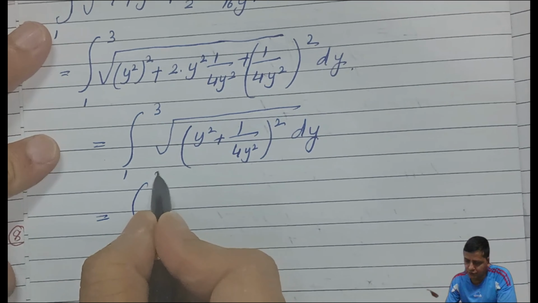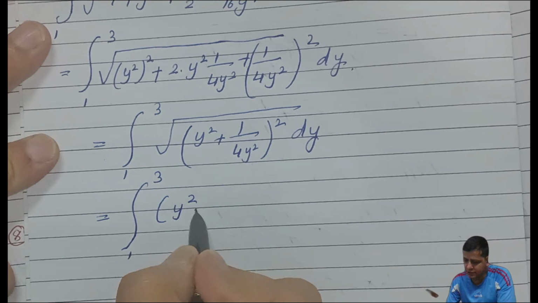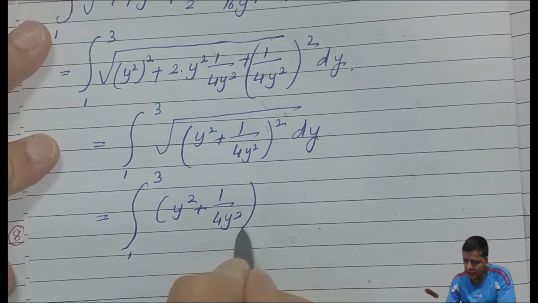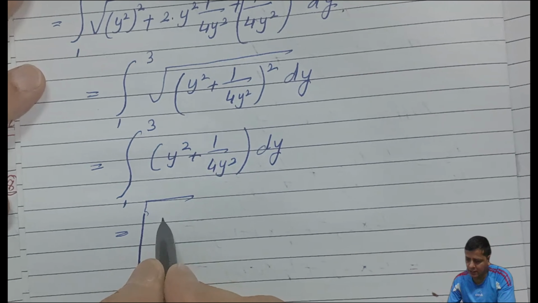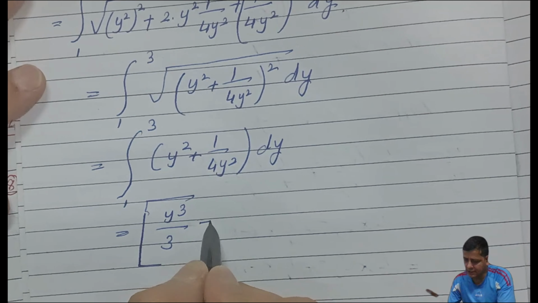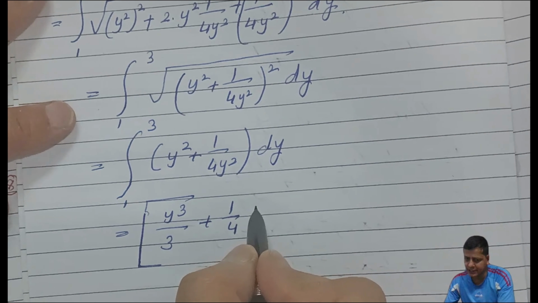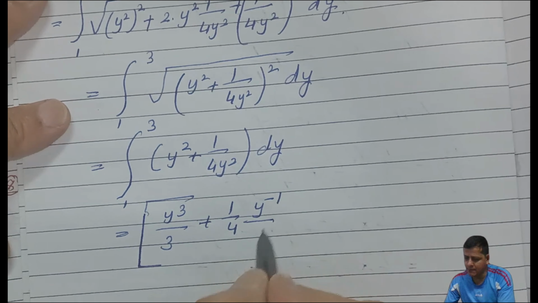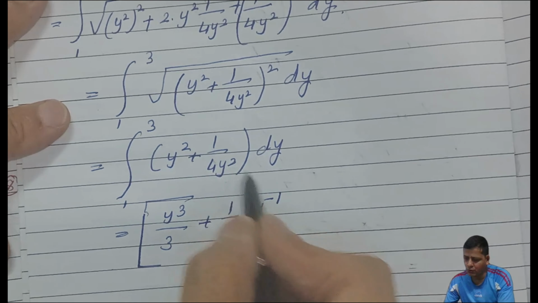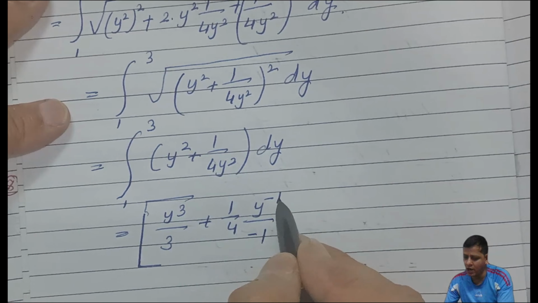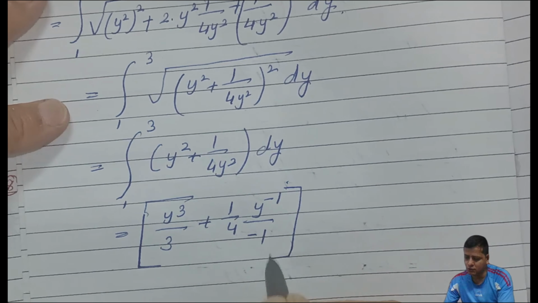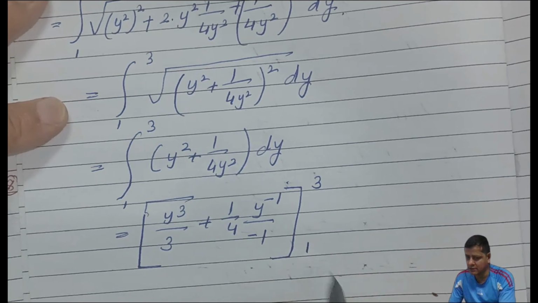Which is further simplified into the integral from 1 to 3 of y square plus 1 by 4 y square dy. When you integrate it, you get y to the power of 3 by 3 plus 1 by 4 comes in front, and integrating this you get y to the power of minus 1 by minus 1, because it was y to the power of minus 2, so if you add 1 it becomes minus 1. It seems as if it is minus 2, so should it increase? No, it does not, it decreases.